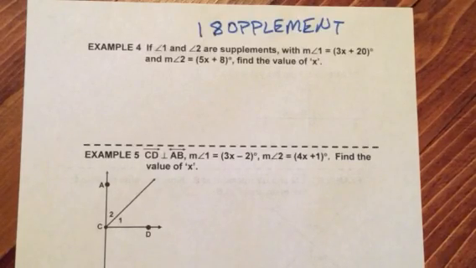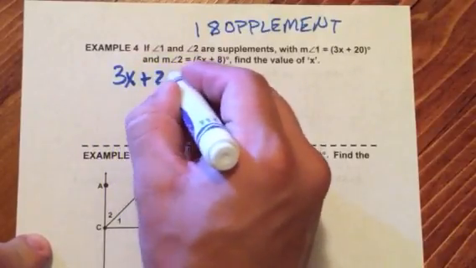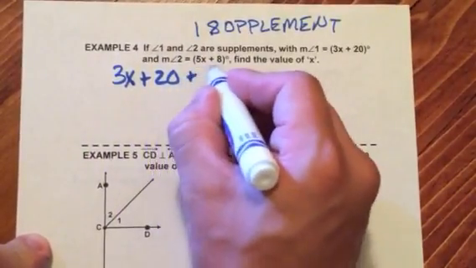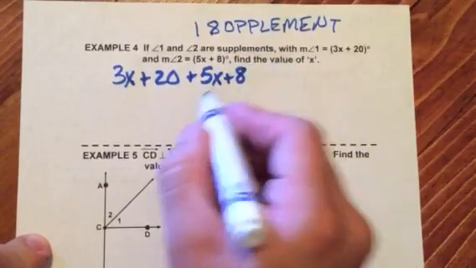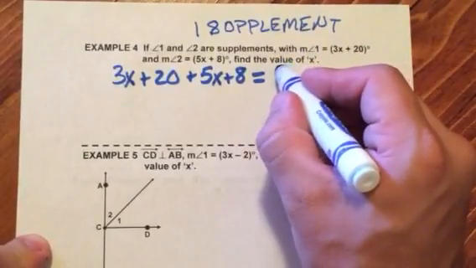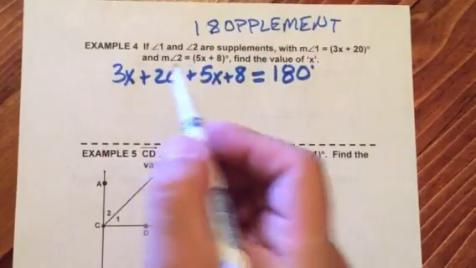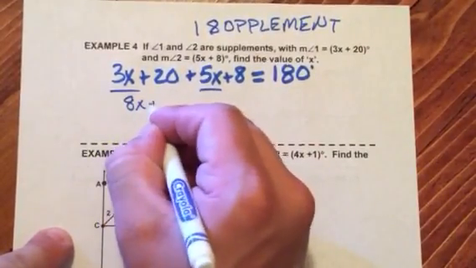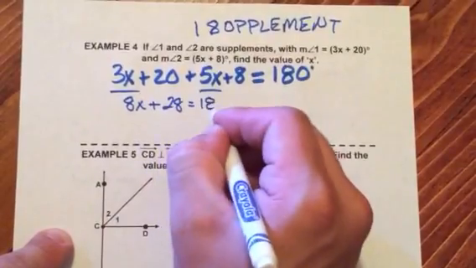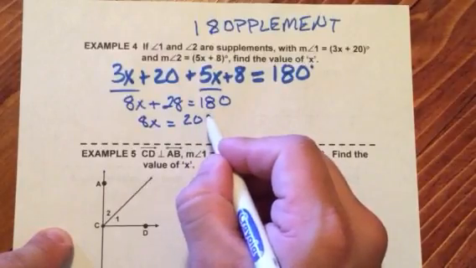Again, this is just like the problem we just got done doing. Supplements are linear pairs as well, or can be linear pairs. So I can say 3x plus 20, that's my first part, plus 5x plus 8, which is my second part, equals the whole, and because it's supplements, I can say the whole is 180 degrees. So, combining like terms, 8x plus 28 equals 180, or 8x equals 208.